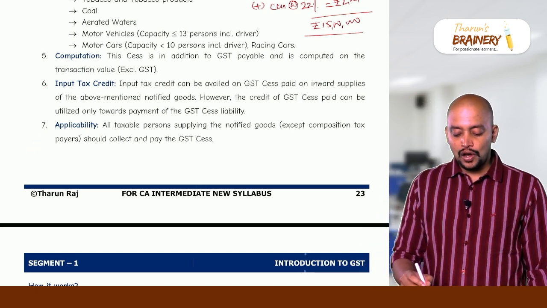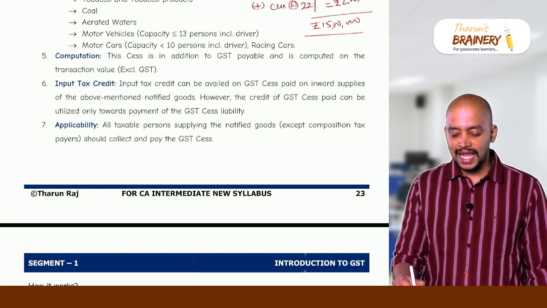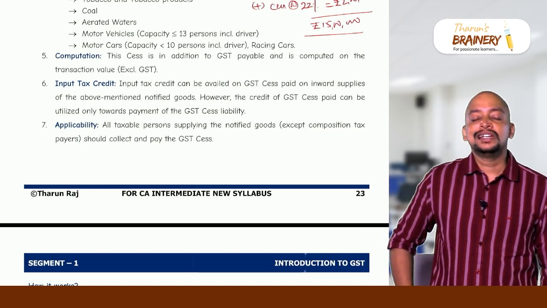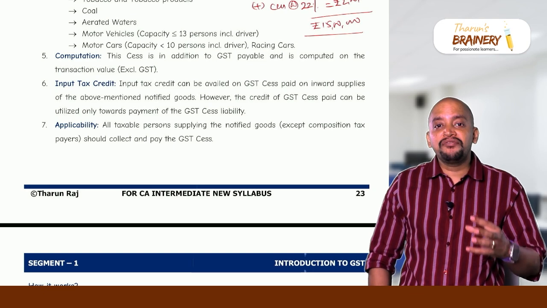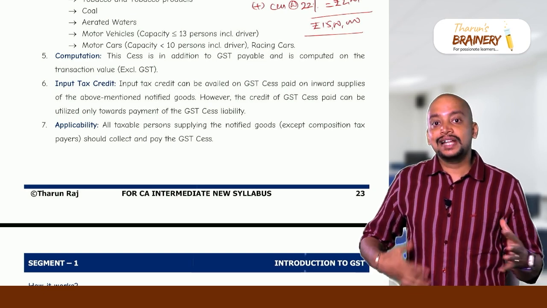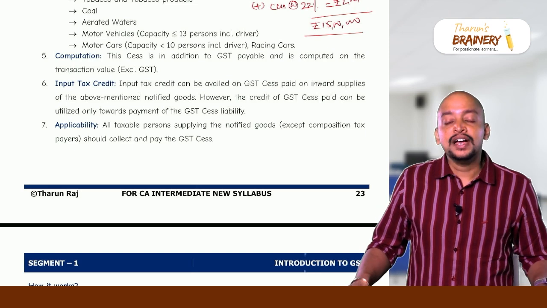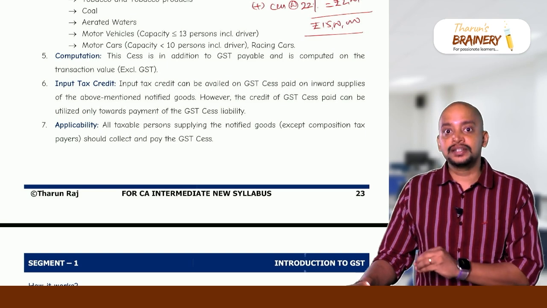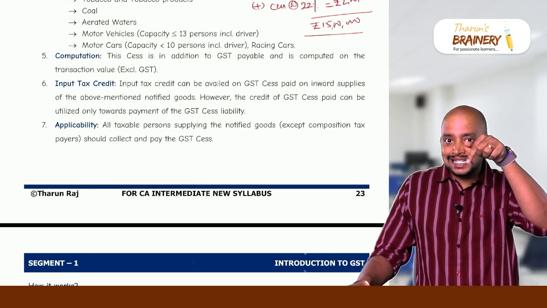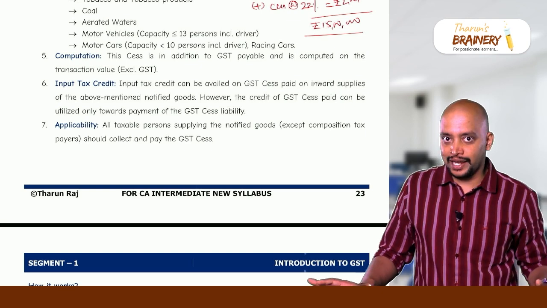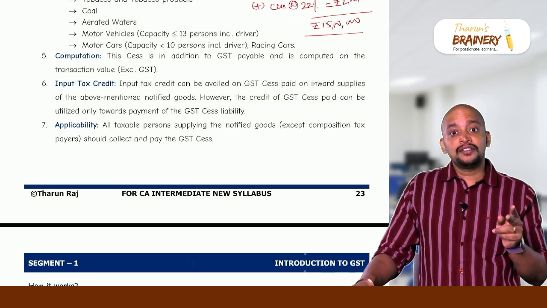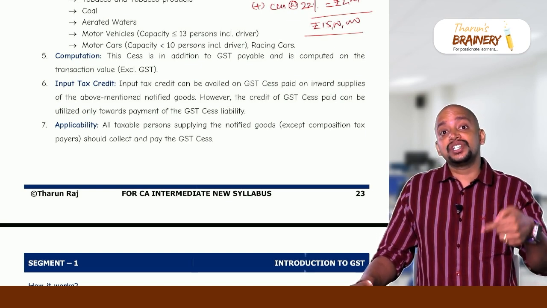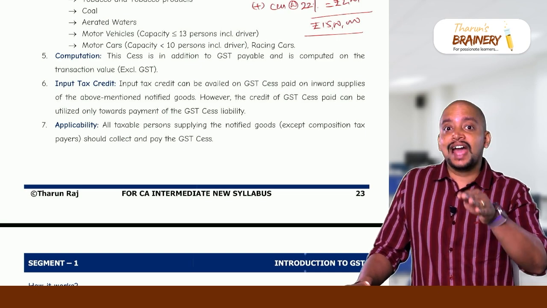And applicability: all taxable suppliers supplying notified goods except composition taxpayers. Who are composition taxpayers? We have a simplified scheme for payment of tax. Rather than paying tax at the regular rates, people who opt for the composition scheme will be paying tax at reduced rates. For them, this compensation cess will not be applicable. So for a taxpayer who is paying tax under the composition scheme, what is the composition scheme? Tax at the lower rate.